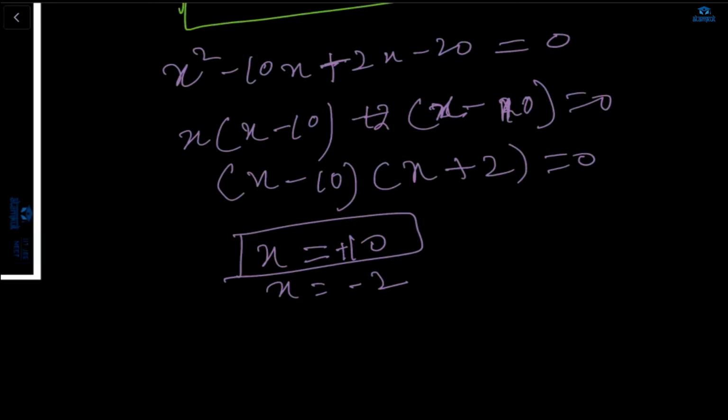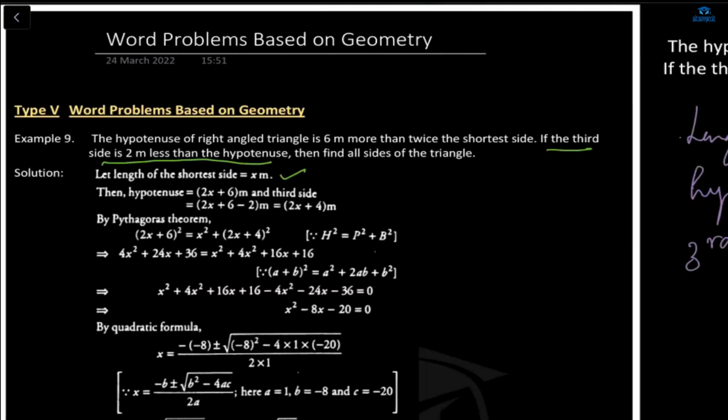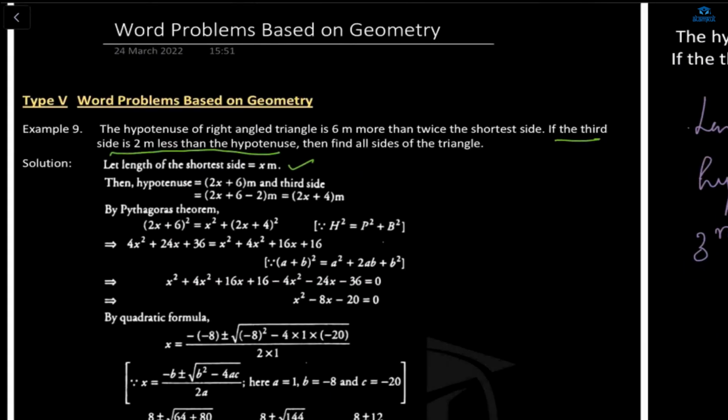Now we will exclude this minus 2. Why? Because a side or measurement cannot be negative. So we are going to exclude this minus 2 and we get the value of x as 10. Okay, any doubt in this question? How we have formed the equation? Rudronial, if you are going to be late, you can inform in the session also.